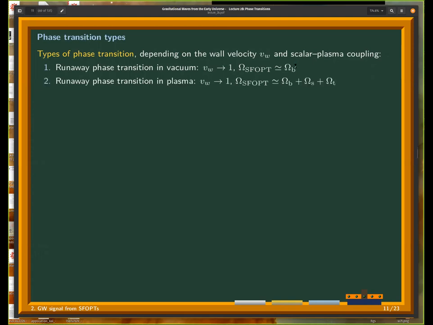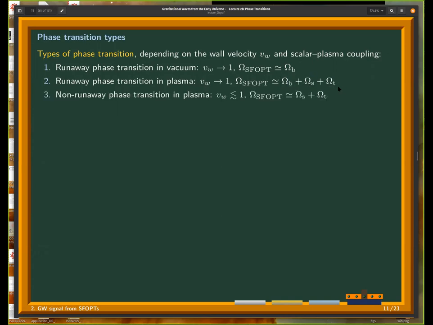Okay. The second case would be that such a runaway phase transition takes place in plasma. So I take into account the plasma, but again, the friction on the bubble wall is very small, and they can accelerate all the way up to the speed of light. But there will be some sound waves and turbulence in the plasma. So the gravitational waves receive all three contributions from bubbles, sound waves, and turbulence.